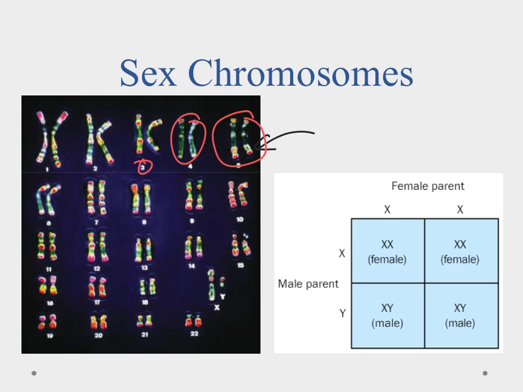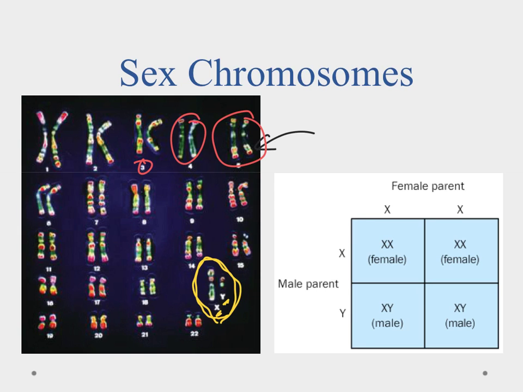What I want you to notice is there's one down here that's going to be a little bit different. And the one that's a little bit different, and we'll see it, it's right down here. And these are what we call our sex chromosomes. And in this individual, we happen to have a male. We know that because we have one X and one Y chromosome.